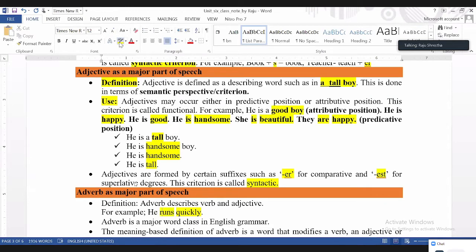Run is what? This is a verb. So he runs quickly. Quickly is used to modify or tell something about the action, run. Now let's write about adjectives. She is very beautiful. So beautiful is what?